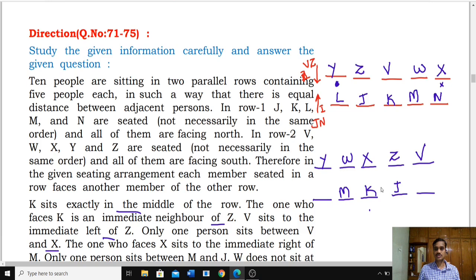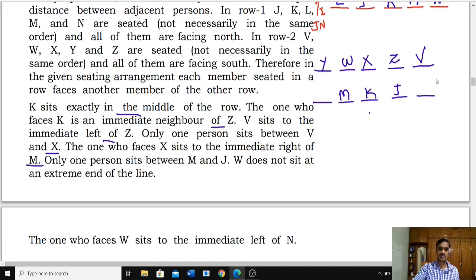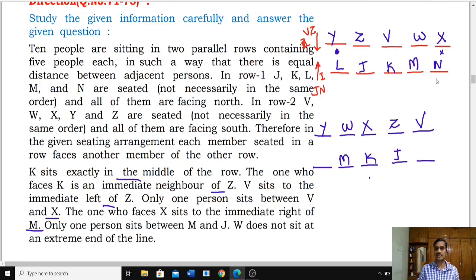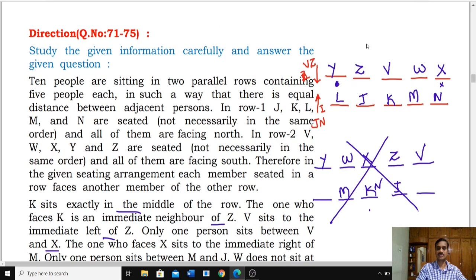Now the one who is facing W sits to the immediate left of N, and N must be here. N and K must be in the same place, which is not possible. And the second case is completely ruled out. Now we are left with only the first case. And this is about question number 71 to 75.